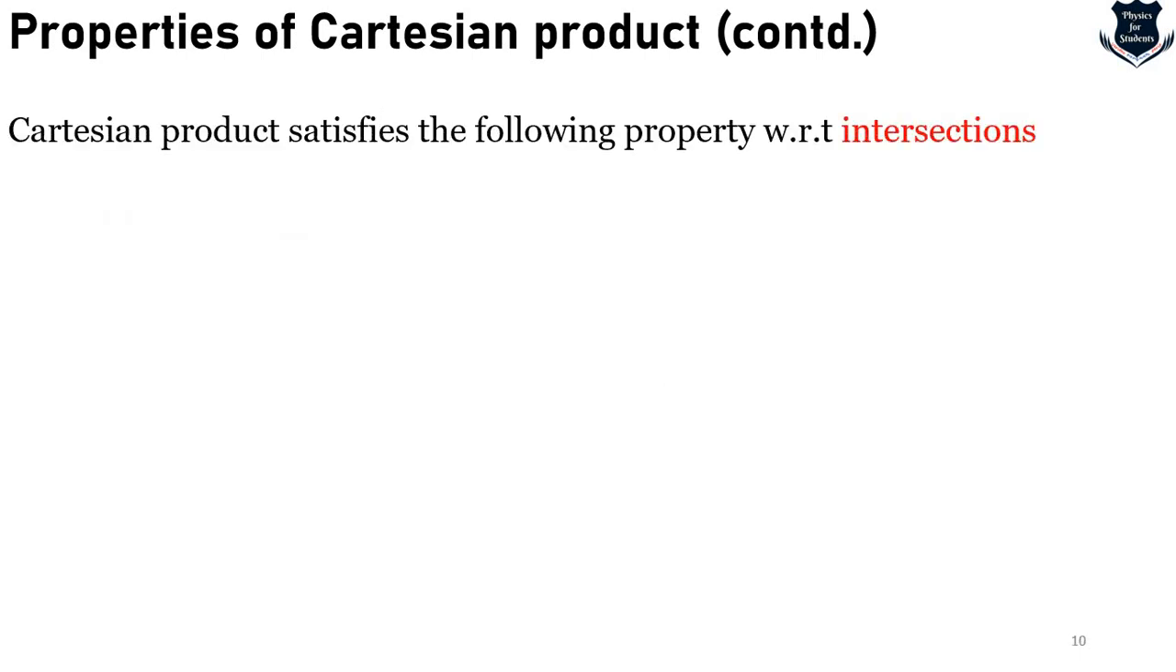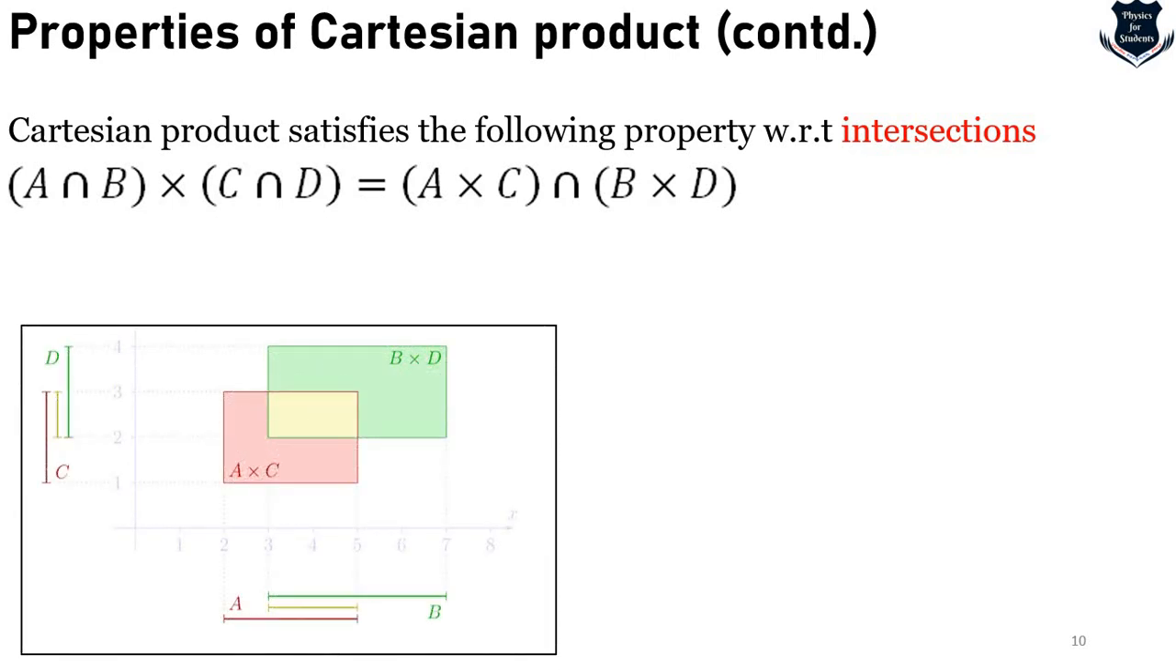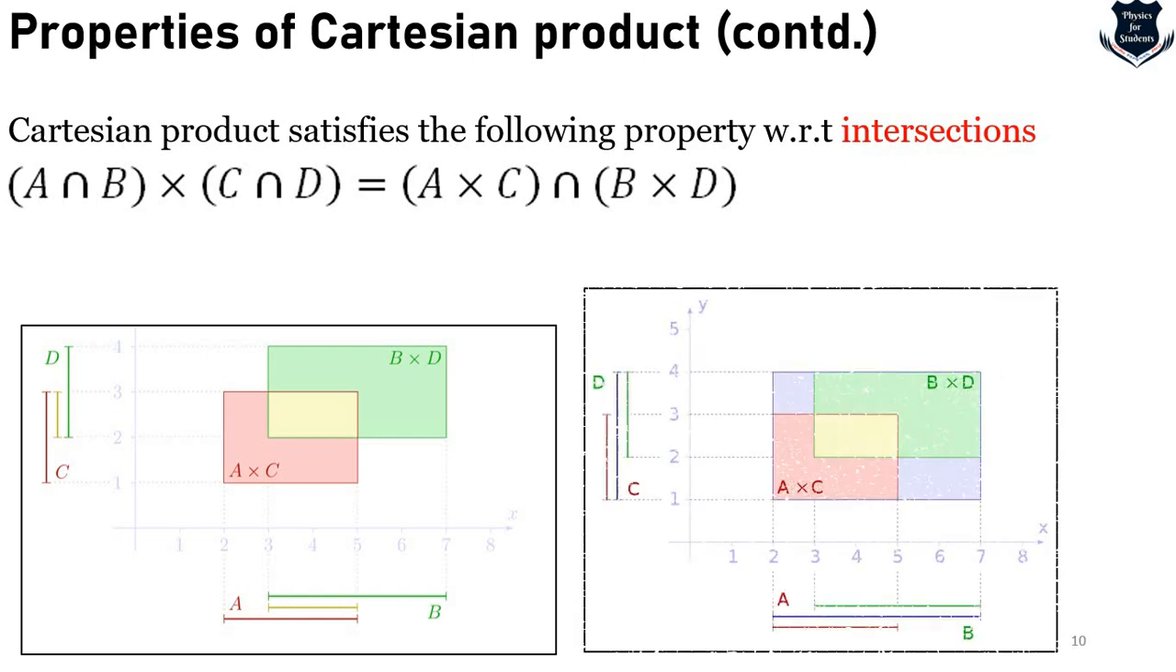Okay, further going, we know that the Cartesian product satisfies the following properties. It will satisfy with respect to intersections. So (A ∩ B) × (C ∩ D) is equal to (A × C) ∩ (B × D). This figure shows this, and the second one is also the same. But remember that in most cases this statement is not true if we replace intersection with union.